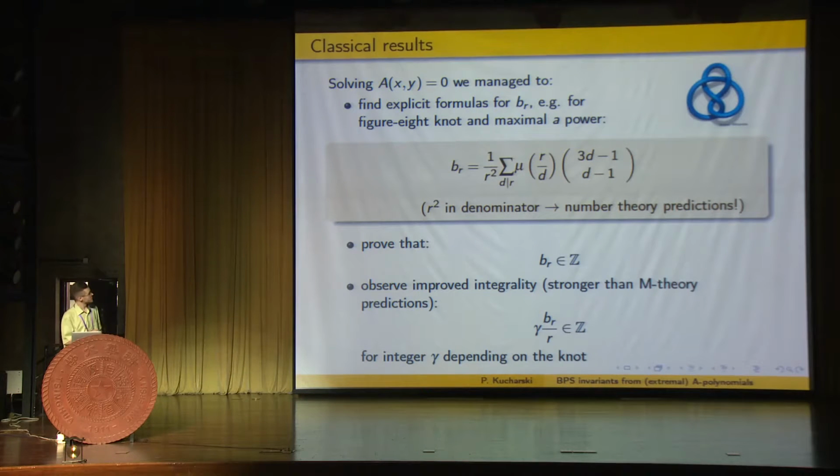Solving the classical equation, A equals 0, we managed to find explicit formulas for classical LMOV invariants. Here we can see one for the figure 8 knot. Mu is the Möbius function. Note that physically based integrality of LMOV invariants combined with R squared in the denominator implies non-trivial number theory predictions. We proved this integrality for a wide class of knots and observed that the product of B_R and the knot-dependent integer gamma is divisible by R, and this improved integrality is even stronger than M-theory predictions.